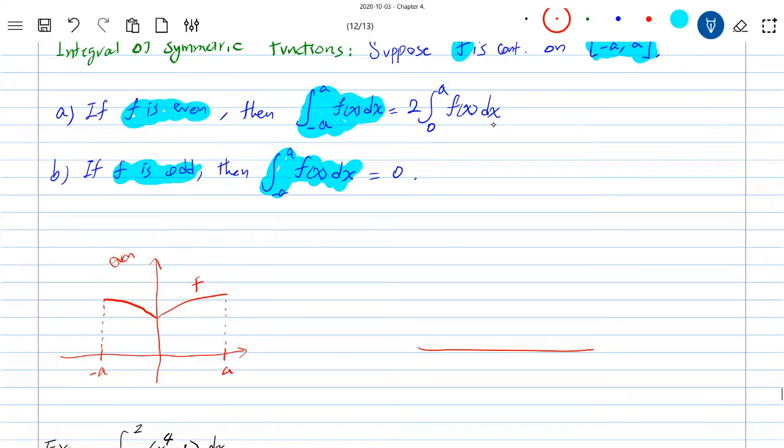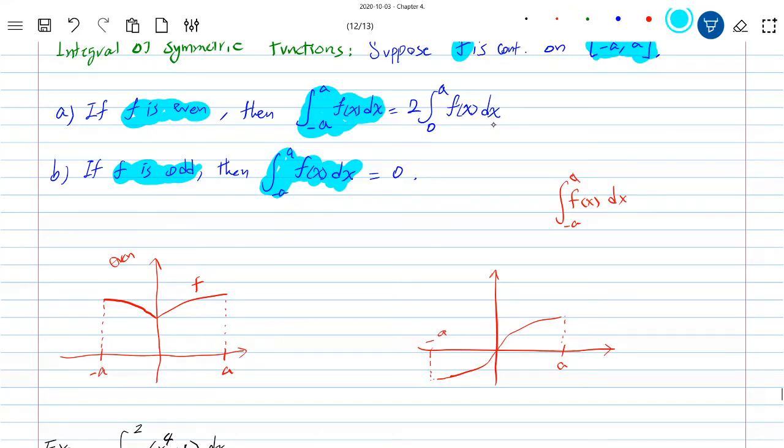How about the odd function? The odd function should be symmetric about the origin, if you remember. So if I have, let's say, this function, let's check about the origin. If you have this function, you get exactly something on the other side, symmetric. Something like that, from 0 to a and 0 to negative a. Okay. What is the integral of f of x dx from negative a to a?